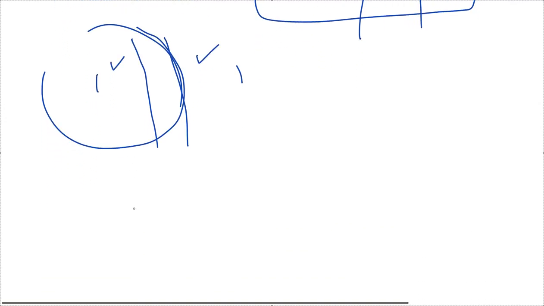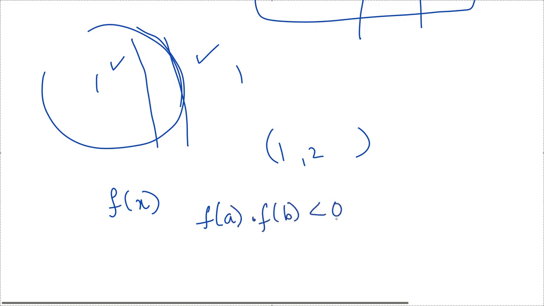Okay, so let's say our equation is f of x. Now if they have given the interval, sometimes in the questions they give the interval that your root might be in the interval 1 comma 2 or whatever. If they have given the interval, it is well and good. Otherwise, always remember f of a times f of b should be less than 0. Okay, so let's see what this is.